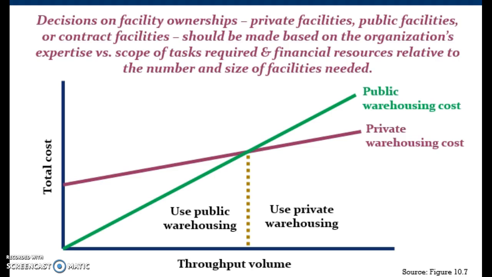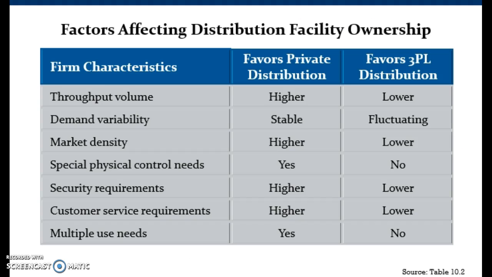These external distribution services should be considered as buying the services on an as-needed basis alleviates capital investment in private distribution, and short-term commitments for 3PL capacity maintain maximum distribution network flexibility. Choosing between private and 3PL distribution options requires significant planning. And here you see some of the factors affecting distribution facility ownership.